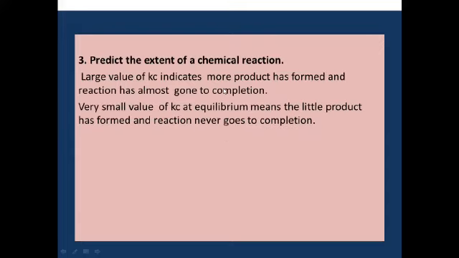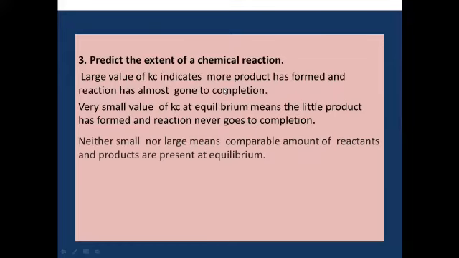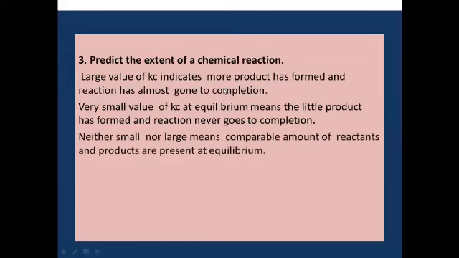A very small value of Kc at equilibrium means that little product has formed and the reaction never goes to completion, because most of the reactant is left unreacted. Neither small nor large values mean that comparable amounts of reactants and products are present at equilibrium. It means the concentrations of reactants and products are almost the same.